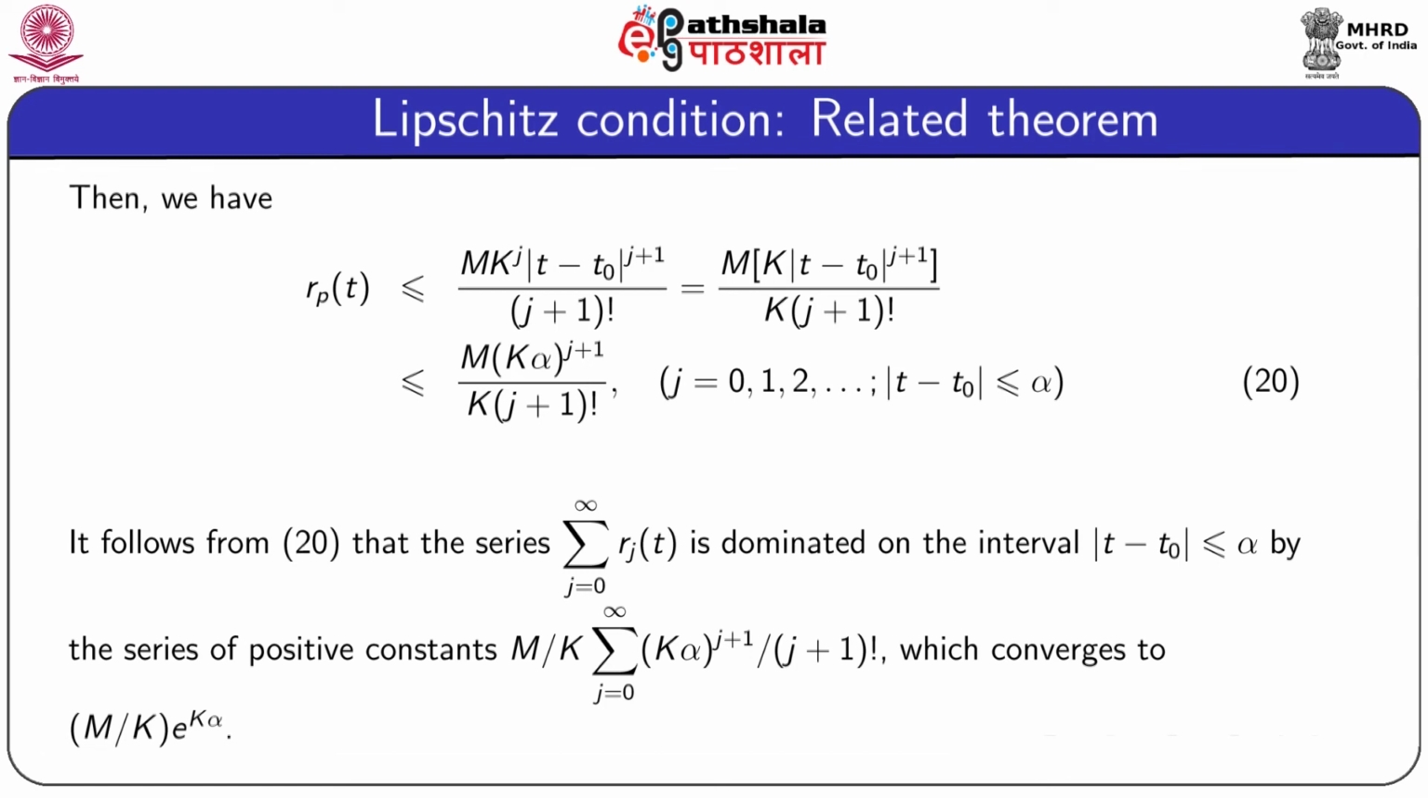It follows from 20 that the series summation j equal to 0 to infinity r_j is dominated on the interval |t - t0| less than or equal to alpha by the series of positive constants (M/k) summation j equal to 0 to infinity (k alpha)^(j+1) / (j+1)!, which converges to (M/k) e^(k alpha).